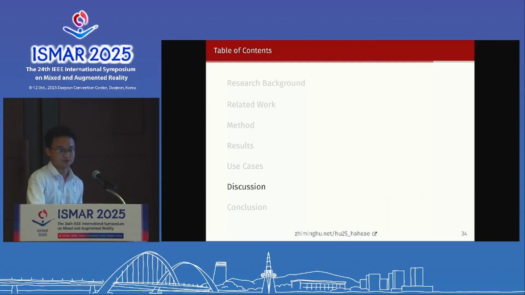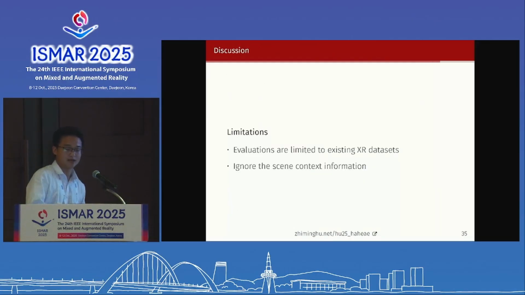So let's go to the discussion. We identify some limitations of our work. First of all, our evaluations are limited to the existing XR datasets, which we train on EagleBody and test on the ADT and the demo. We also ignore the scene context information, because our goal is to model the hand and head behavior, so we don't take the scene context into consideration.